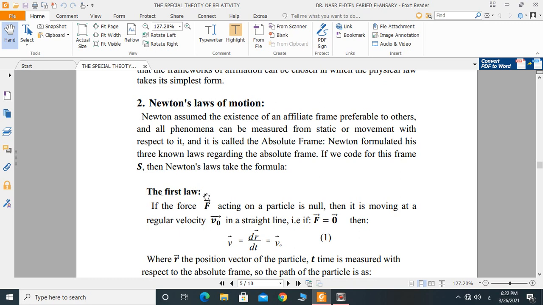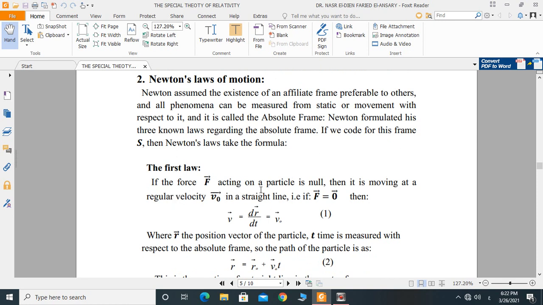The first law of Newton: if the force F acting on a particle is null, if F vanishes, then it is moving at a regular velocity v0 in a straight line, i.e. if the force F equals 0, then the velocity of the particle v equals dr by dt equals v0, where r is the position vector of the particle, and t is time, measured with respect to the absolute frame S.